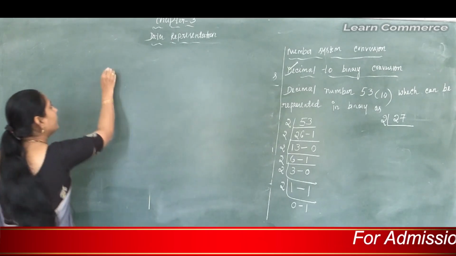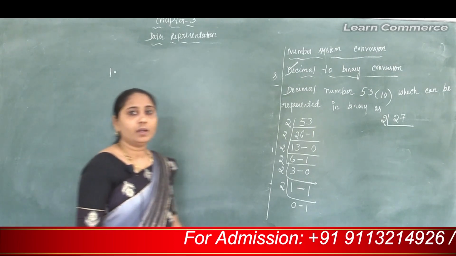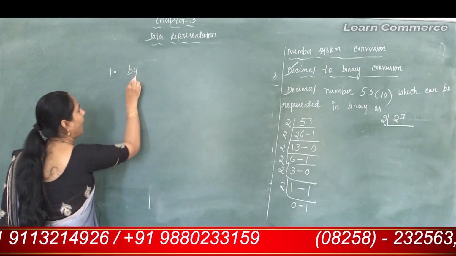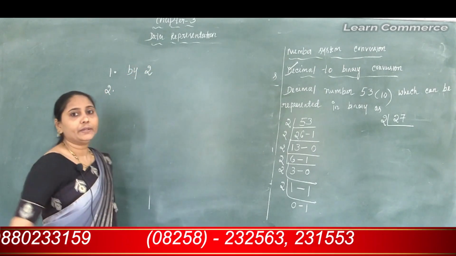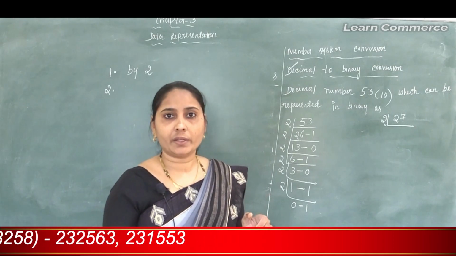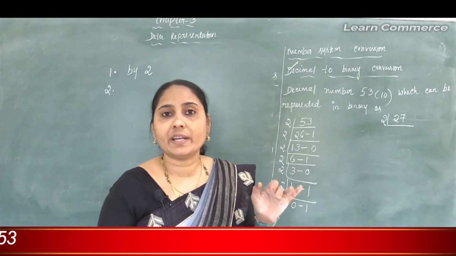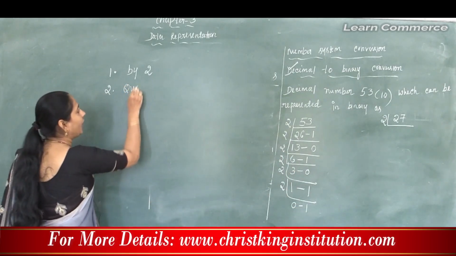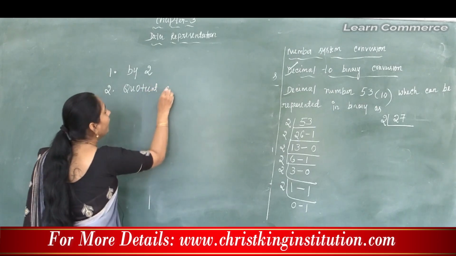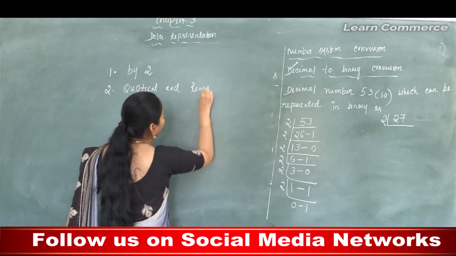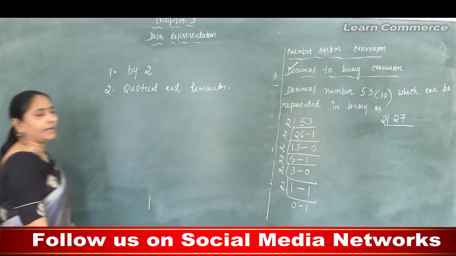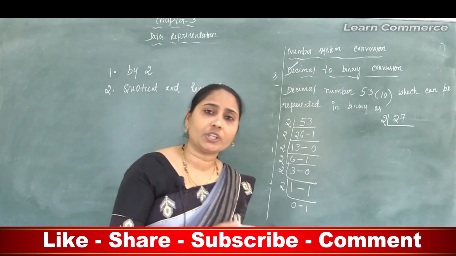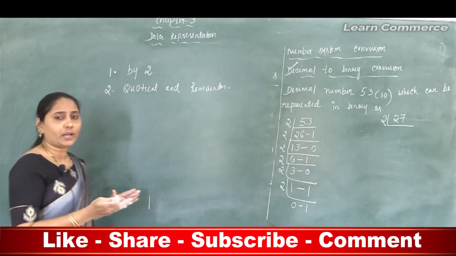The first step in our decimal to binary conversion: first of all, divide the given decimal number by 2. Whatever number you get in the question, you need to divide that number by 2. Next, note the quotient and the remainder. When you divide by 2, you will get a quotient and a remainder. Later I will tell which is called the quotient and the remainder.